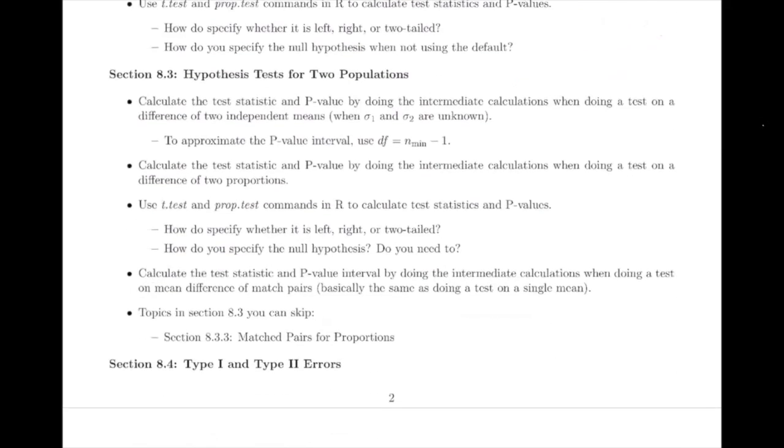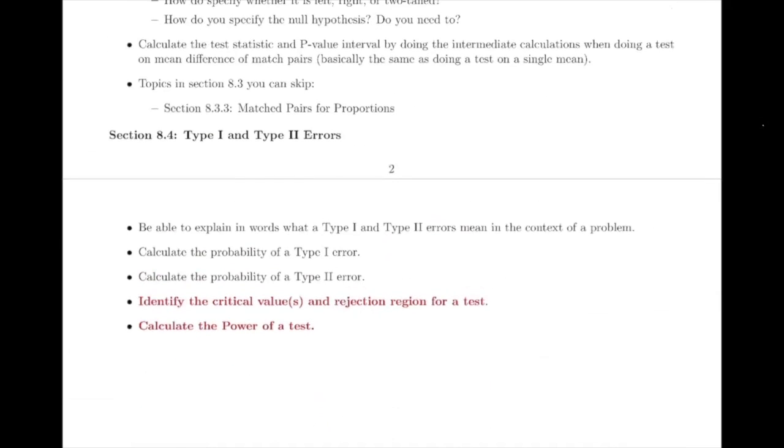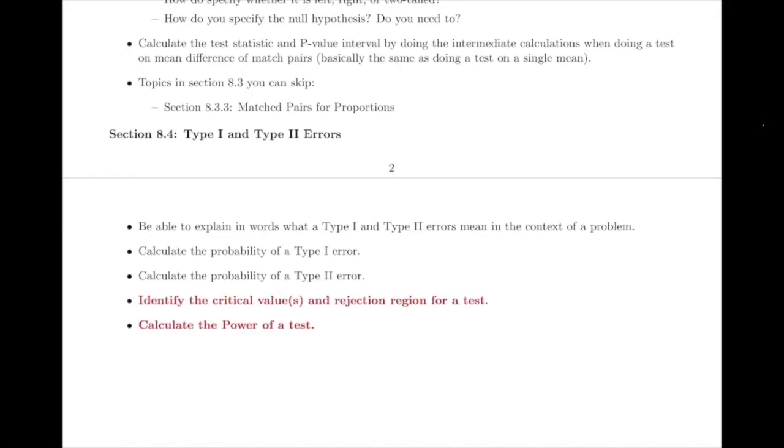And then after we talked about hypothesis tests for 2 populations, in the last couple of classes we were talking about type 1 and type 2 errors. I would be sure you're familiar with those definitions, being able to identify what they would be in different contexts, that sort of thing. And then lastly, we talked about the power of the test.